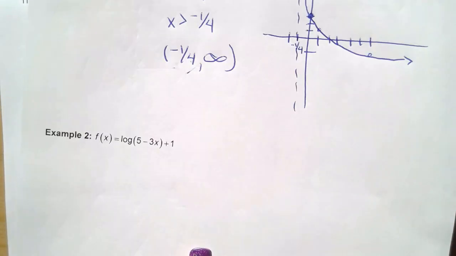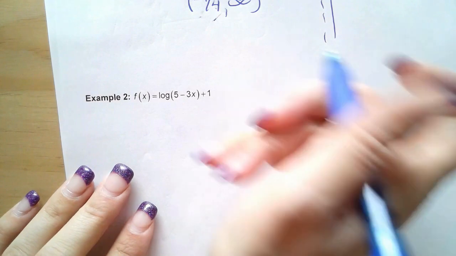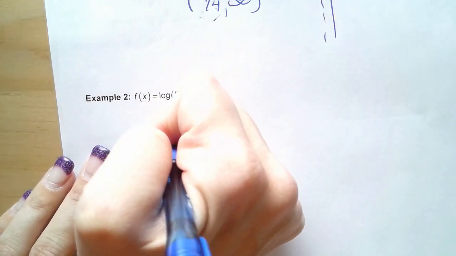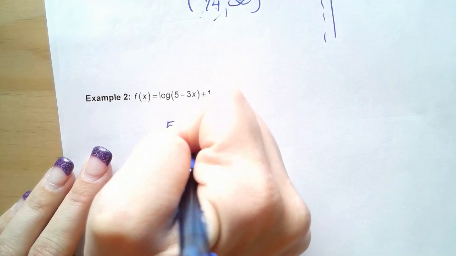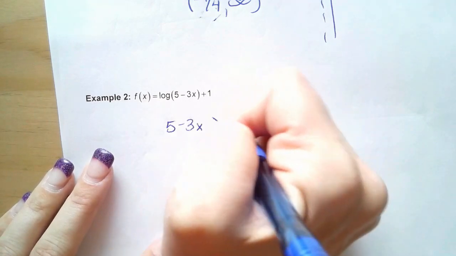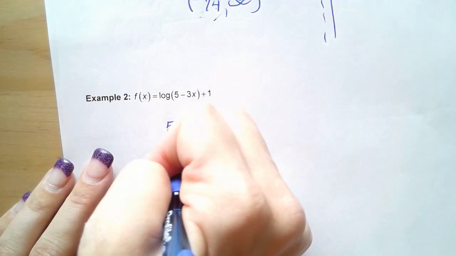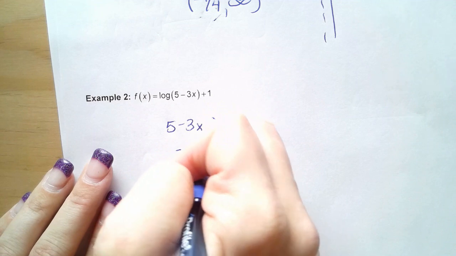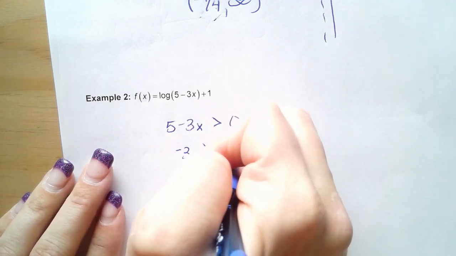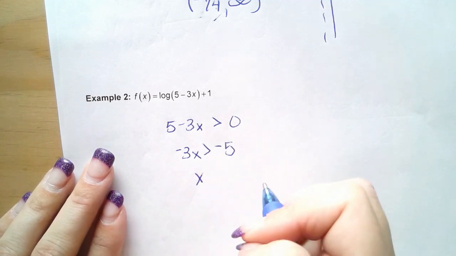Let's do that one more time. Make sure we have everything put together. So we have, what is our restriction is 5 minus 3x has to be greater than 0. So let's solve. We get -3x is greater than, so we're subtracting 5 from both sides. And then we divide by -3.